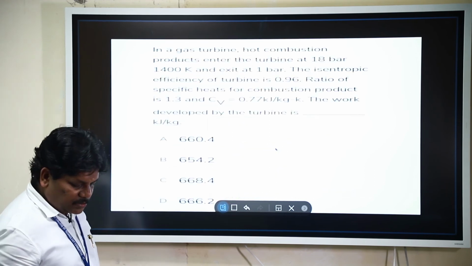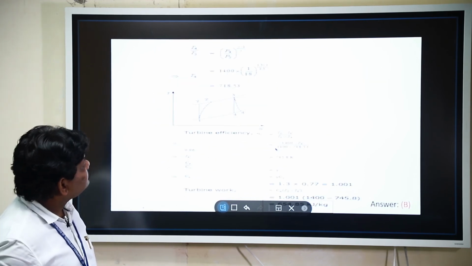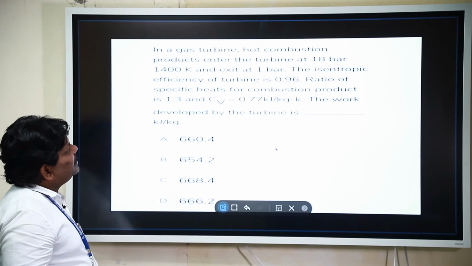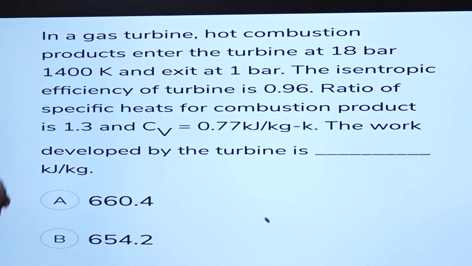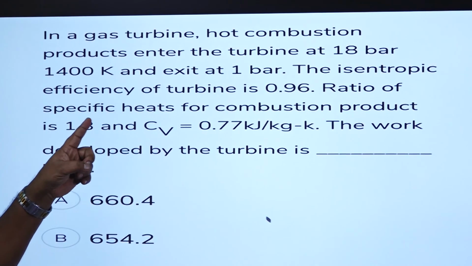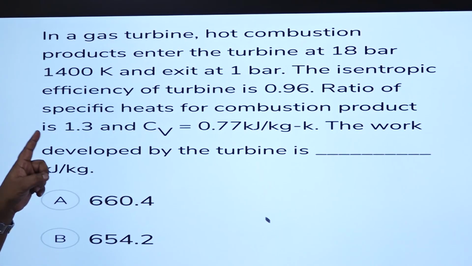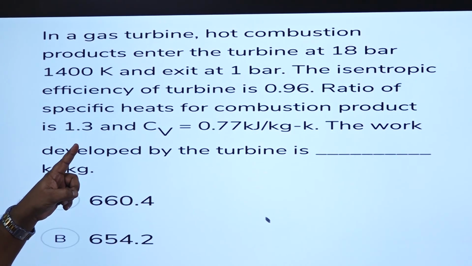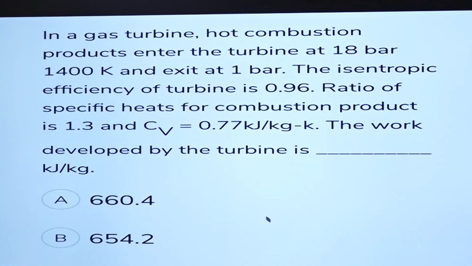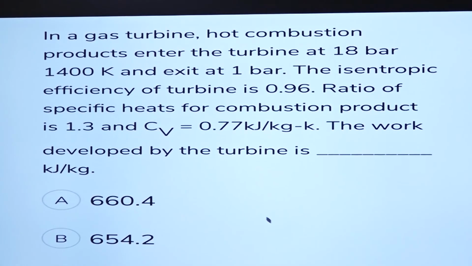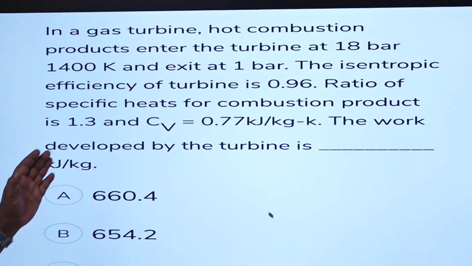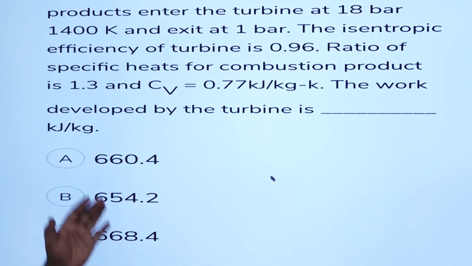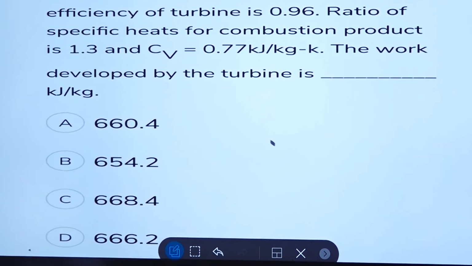Okay, so the next one is, you can see that in this problem, in a gas turbine, hot combustion products enter the turbine at 18 bar and 1400 Kelvin and exit at 1 bar. The isentropic efficiency of the turbine is given to you. It is 0.96. So immediately you have to think of the diagram which represents the actual efficiencies. Okay, so the ratio of the specific heat is given to you, that is 1.3, and Cv is given to you.